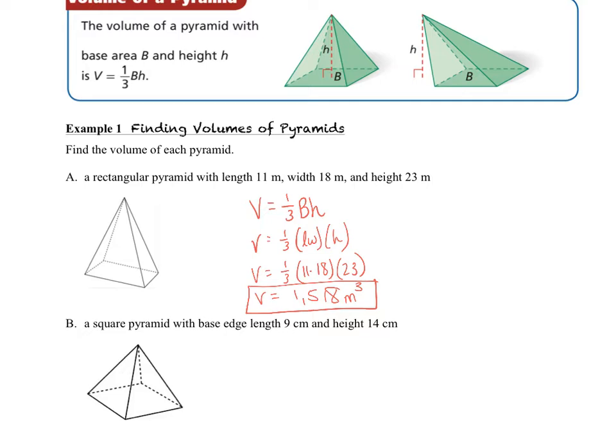Okay, a square pyramid with base edge length 9 centimeters. So they're all 9 basically. And a height of 14 centimeters. So again, V equals 1/3 because it's a pyramid, capital B, H. V equals 1/3 area of the base. It's a square, so it's length times width times the height. So V equals 1/3 times 9 times 9 times the height, which is 14. And so our answer is 27 times 14, 378 centimeters cubed.